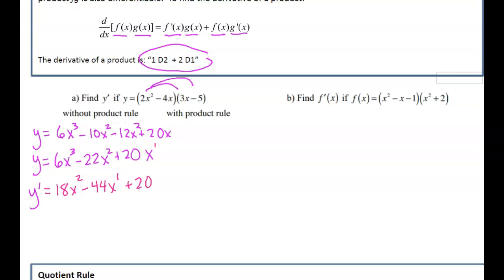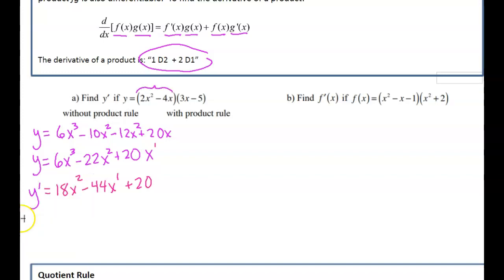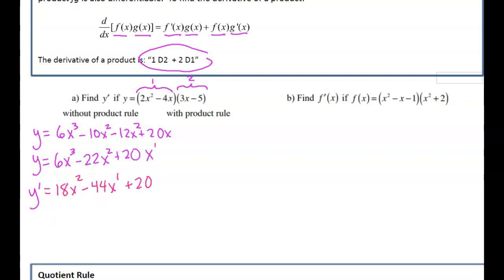If we use the product rule, the way that works is we have a different thinking. We are going to think of this as 1 and this as 2. On our derivative, we can start. We don't have to simplify anything first. So our derivative is 1, so 2x squared minus 4. And then I have to take the derivative of 3x minus 5. Remember, bring your power down to get 3, subtract 1, that x goes away. So this is 1 d2. And then the 5 goes to 0.